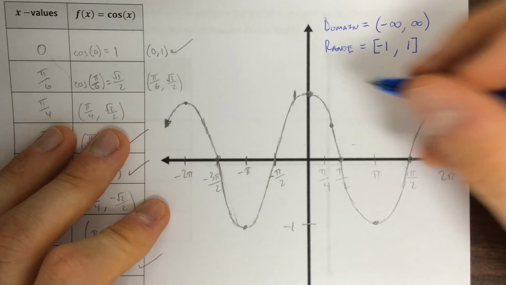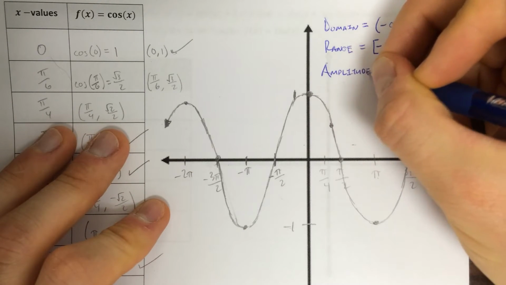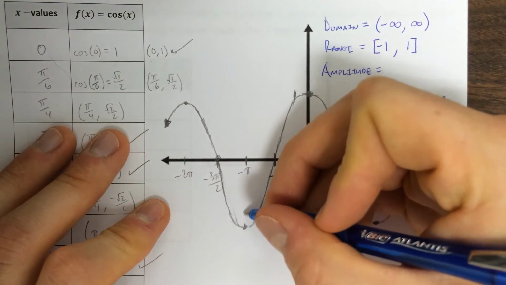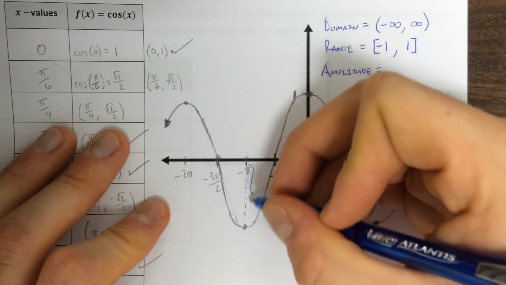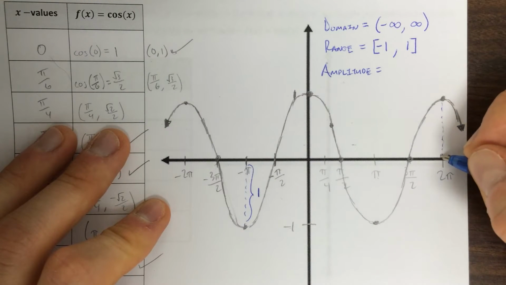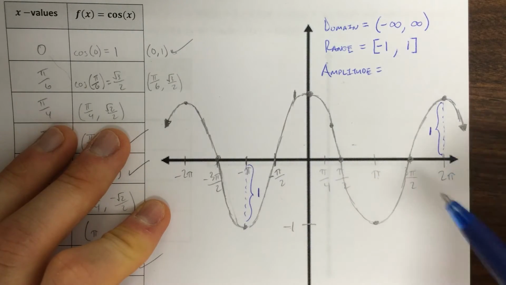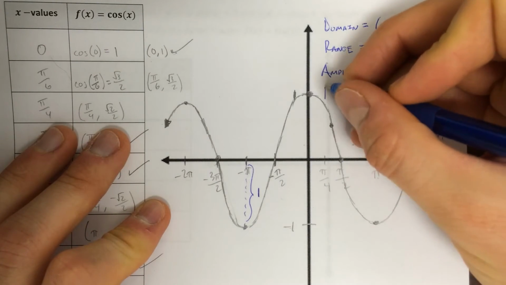Our amplitude. So here again, from this point to there, that distance is 1. From here to here, on the wave, that distance is 1. So either way, we can say our amplitude is 1.